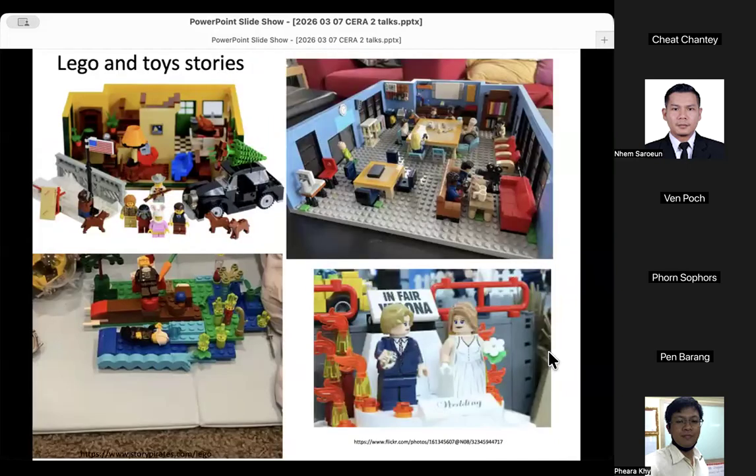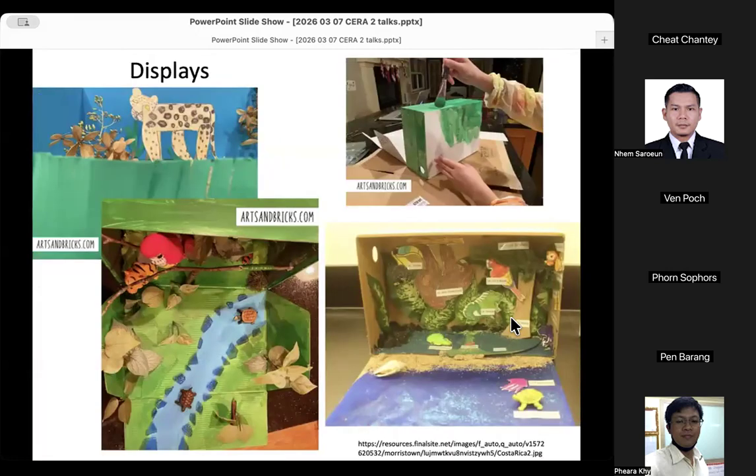Another one is if you have young children, you can use Lego toys. Get them to make Lego toys and tell the story using Lego. Or if you've been out in nature and you've been reading some nature books, the students can make little displays. And these types of things are really, really valuable.